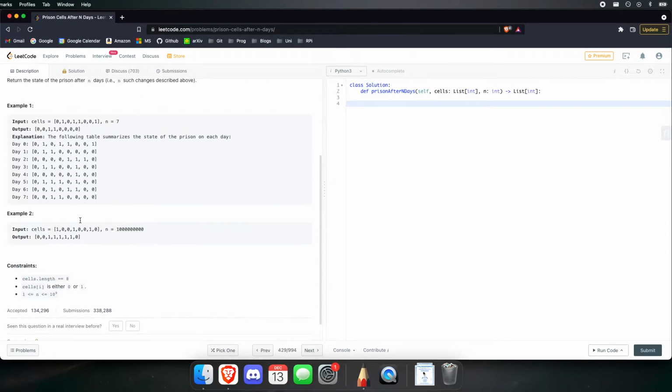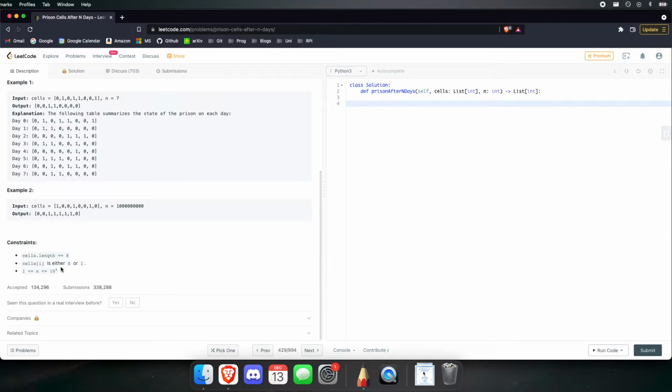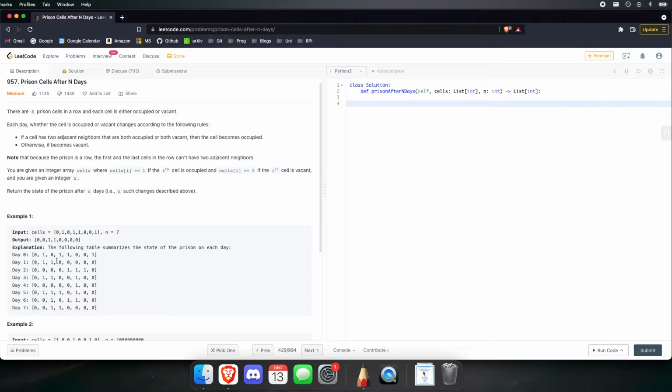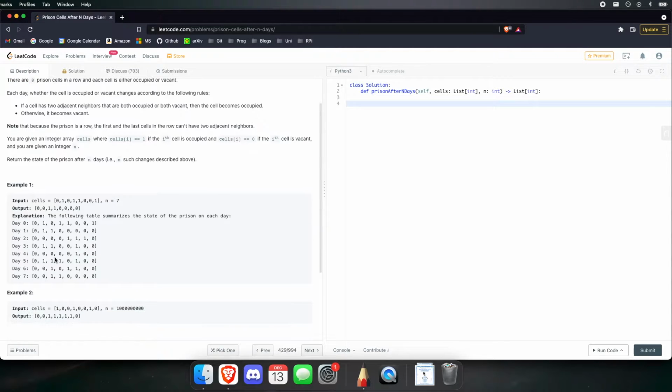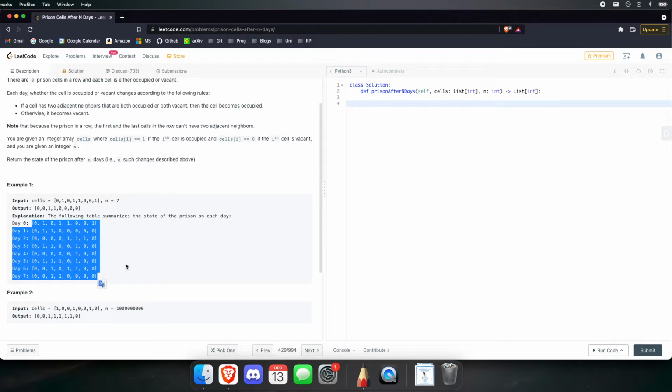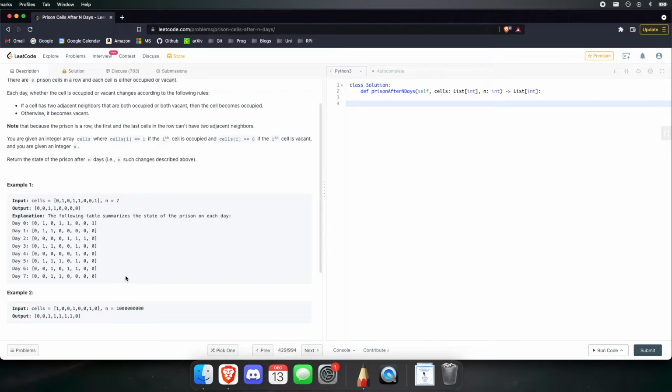So how can we solve it? If there's already a problem with the constraint, what do we have to do? Well, just like in Conway's Game of Life, there might be cycles that appear in the cells, and as soon as we see a cycle, we no longer have to compute the rest of the days, because once we enter a cycle, we can figure out with the remaining days left where we're going to land in that cycle by using the modulo operator.